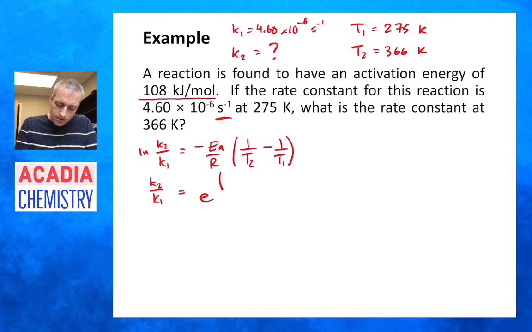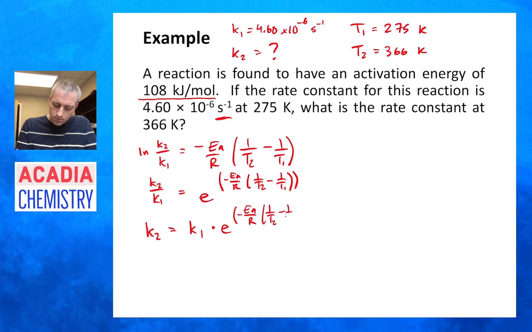e to the minus EA over R, 1 over T2 minus 1 over T1. And now we just multiply each side by K1. That gives us K2 equals K1 times e to the minus EA over R, 1 over T2 minus 1 over T1, and these are lowercase k's. Next, all we need to do is plug in the numbers that we have from above.